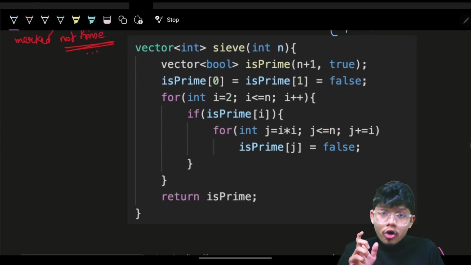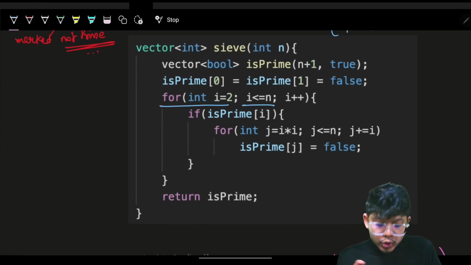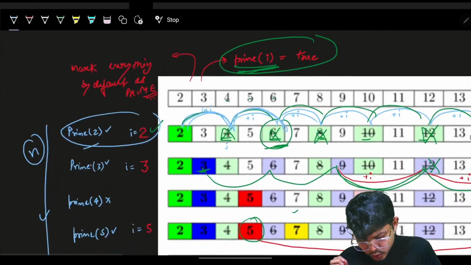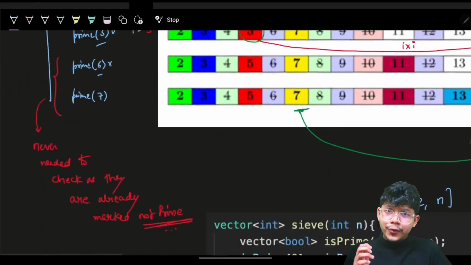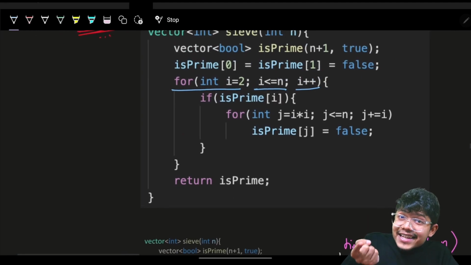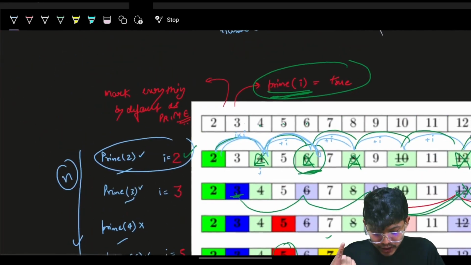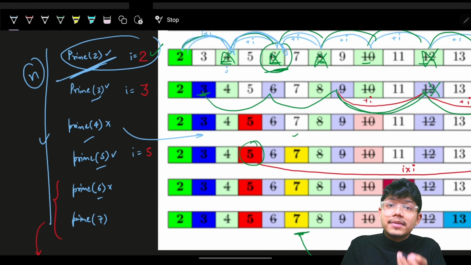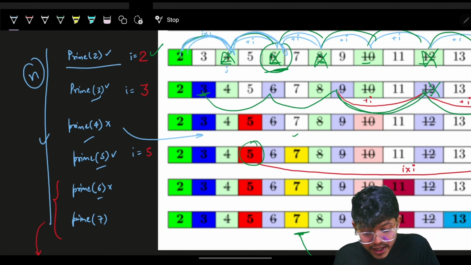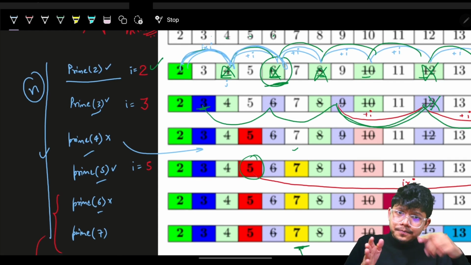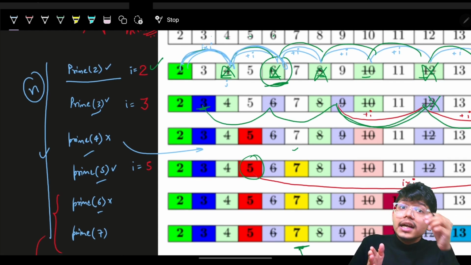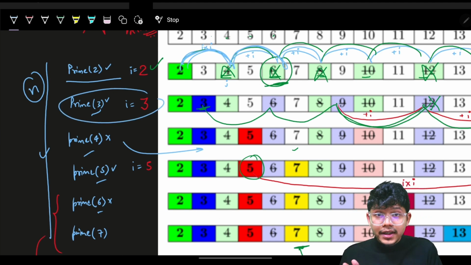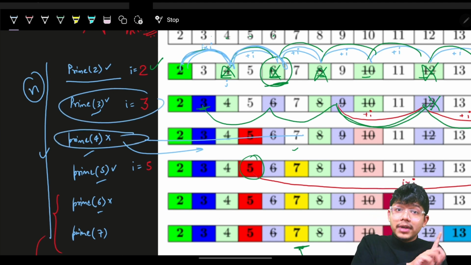Now I will go on and try all the numbers from 2 to n, and keep incrementing. As I showed you, I'll try for all the numbers, which means 2, 3, 4, 5, 6, and so on. But the inner loop, which I showed you, will go through this entire array only when the number is prime itself. So 2 was prime, so it was jumping on to all the multiples, plus i, plus i, plus i. When the number i was not prime, it never went inside.